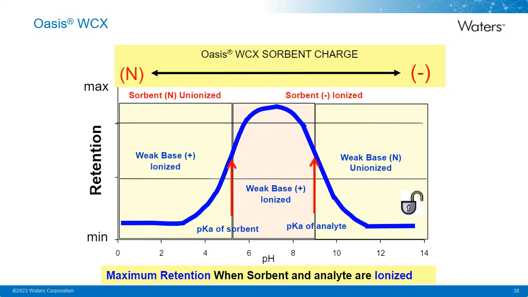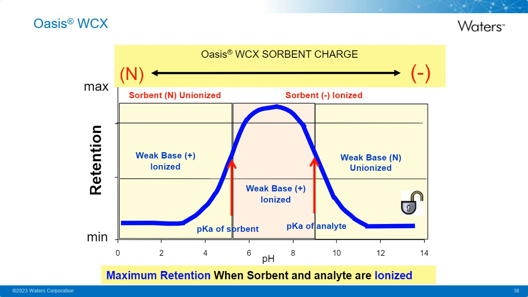have the pKa of the sorbent. So above pH 5, our sorbent will be charged. And then below about pH 9, we have the pKa of our analytes. So below that, they will be charged. So even though it's for weak bases, or for strong bases, we can use it for weak. And what we see is if we stick around pH 7, we have sort of the optimum pH, where our sorbent is basically fully ionized and our analyte is ionized as well.